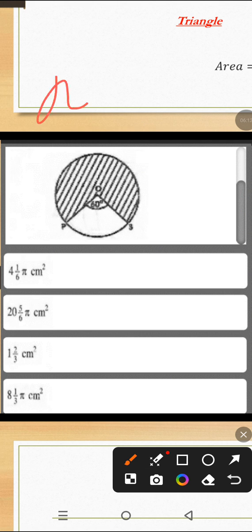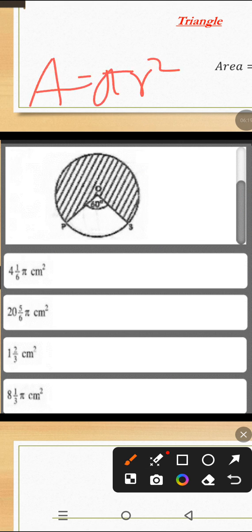Area, let me write it this way. Area formula equals pi r squared, isn't it? You know. But not the area of the full circle. He wants the area of the shaded portion. Only this, the shaded portion here. And in mathematics, when you talk about a portion of something, it means it's a fraction. It's a what? It's a fraction. So he wants the fraction of this. What can you use to calculate the fraction of something?